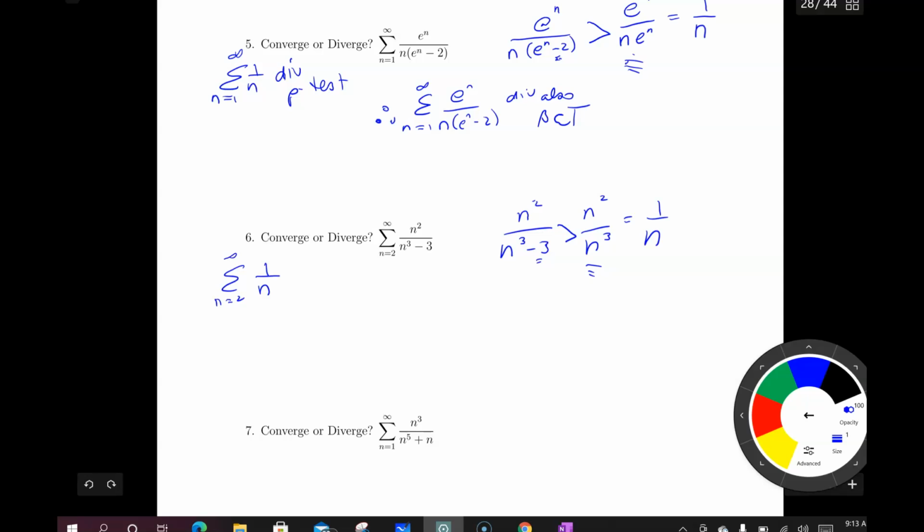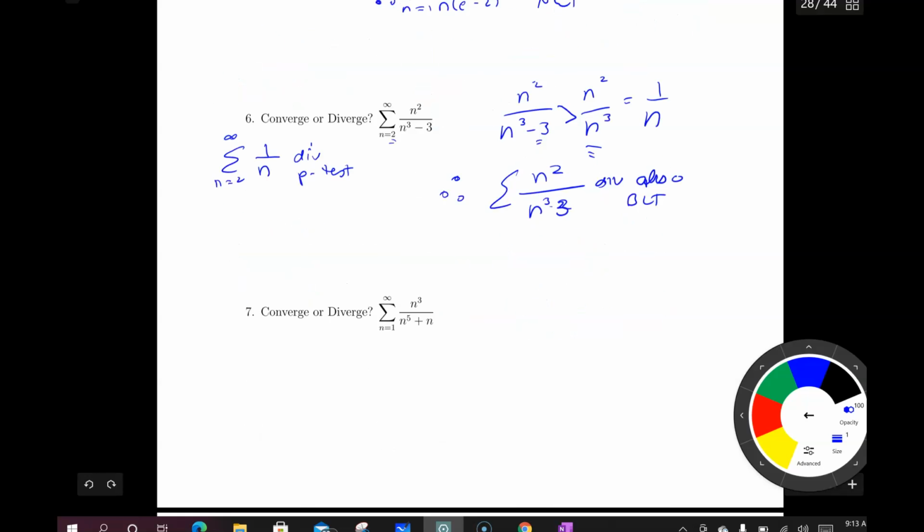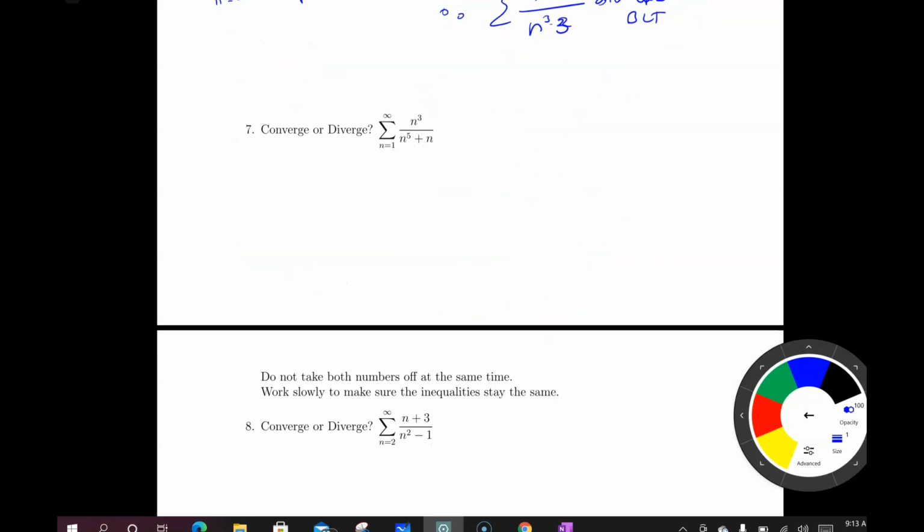And again, I'm just starting at 2. This one's starting at 2 to make sure that the terms stay positive. Remember, we have to have a positive term series to do a comparison test on. So this is the smaller, so therefore the larger diverges also by basic comparison test.